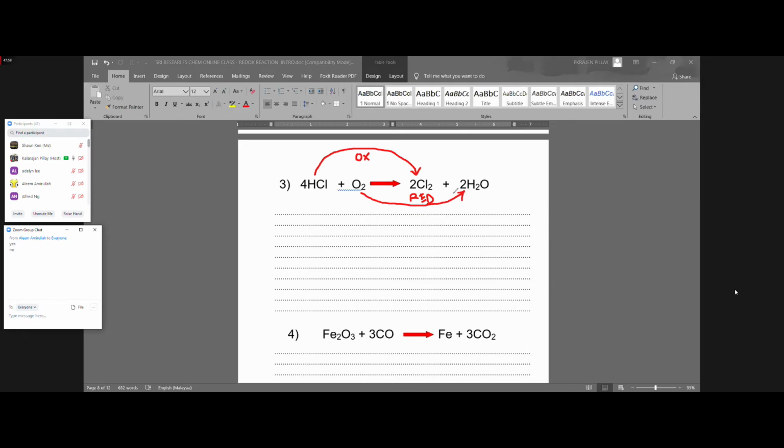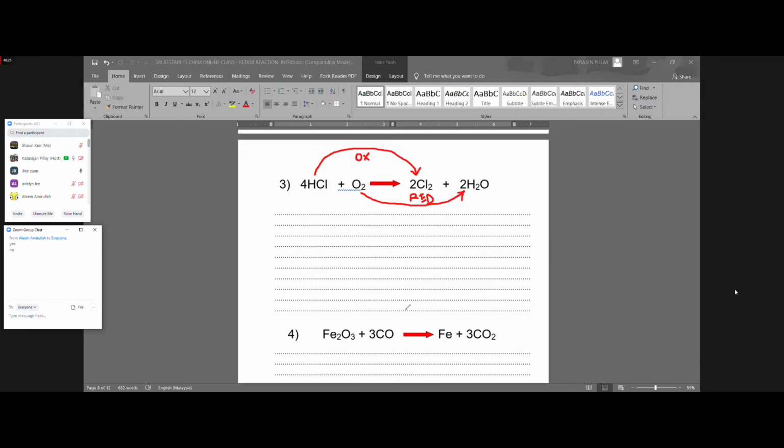Are you ready? Yishuan? Okay, want to try? Number 1, follow the template. Is this redox? Yes. Okay, write: this is a redox reaction. Continue. Why is this redox?